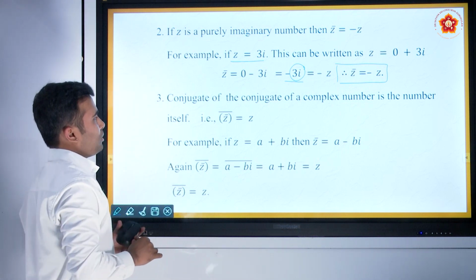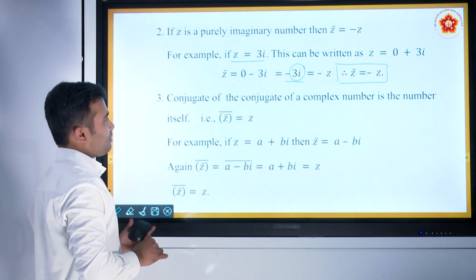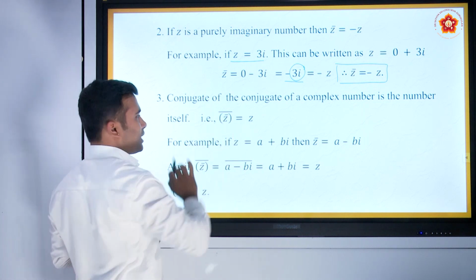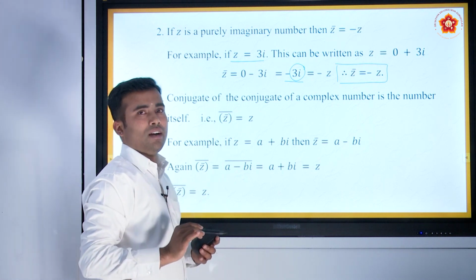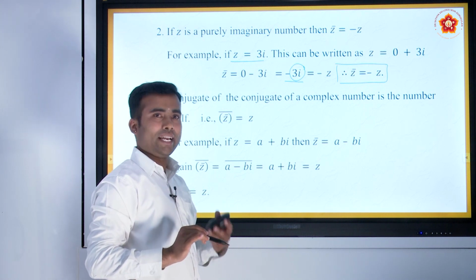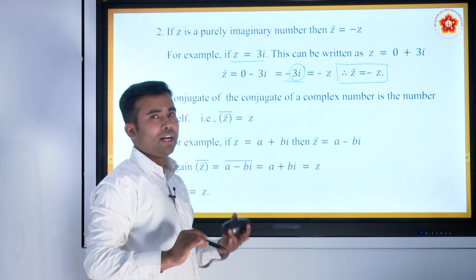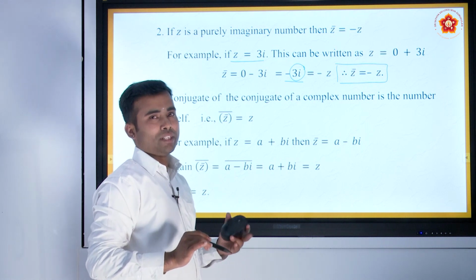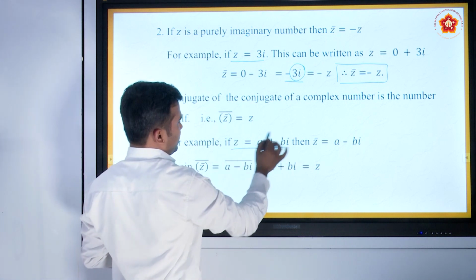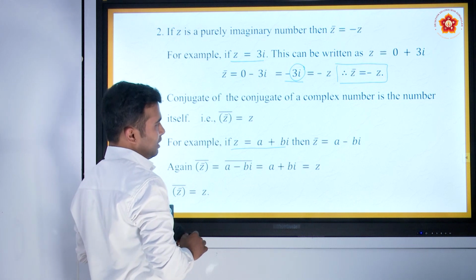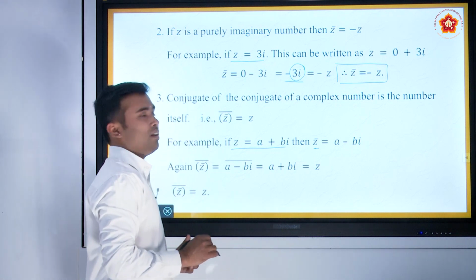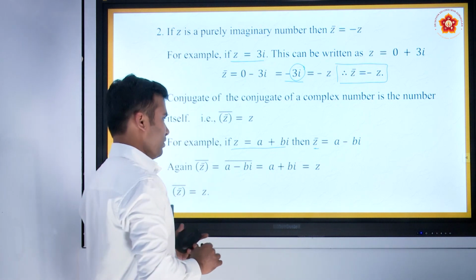Another property we have on the conjugate of a complex number is that z bar whole bar is equal to z. If you take the conjugate of a complex number, it gives a conjugate, and again if you take the conjugate of that number, it will give the complex number itself. See here, I have taken z equal to a plus bi, and I have written z bar equal to a minus bi. You know how to write the conjugate of a complex number, hence we have written it there.